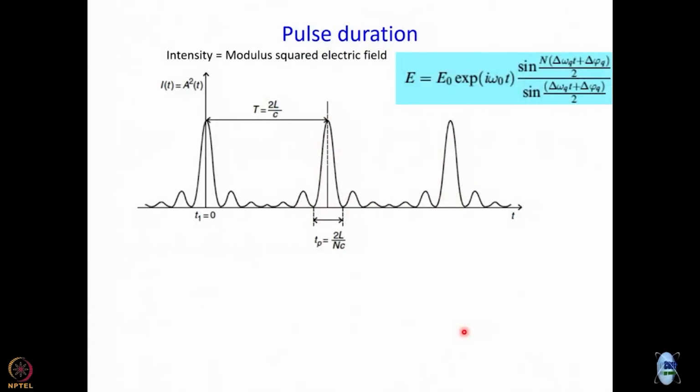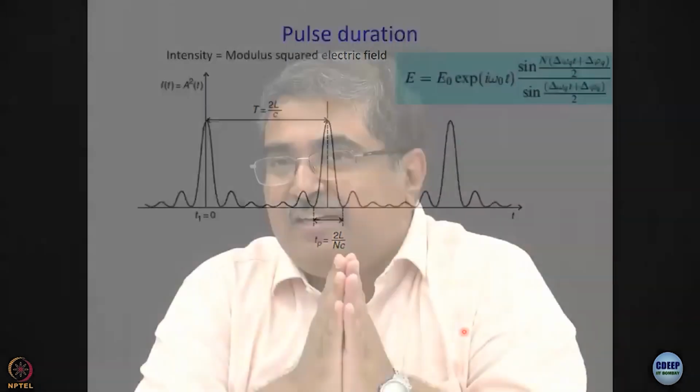For pulse duration, it is not very difficult to understand what happens. Let us start thinking a little qualitatively. Let us go back to this analogy of people running around a field. When they come together, that is the pulse maximum. If you want a pulse of short duration, then they have to scatter faster.